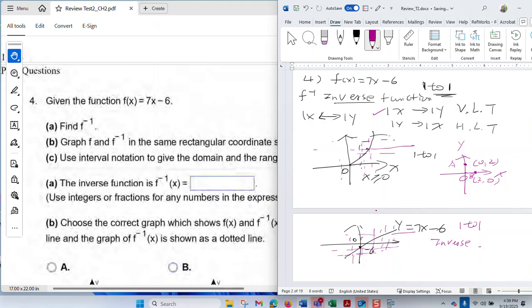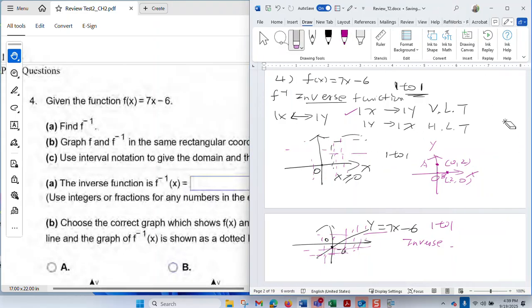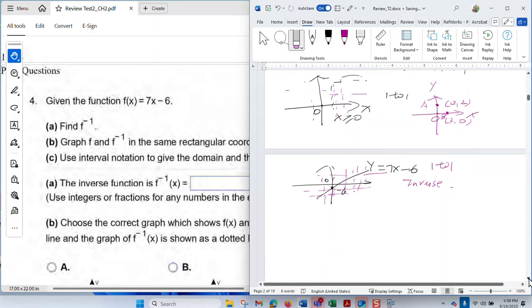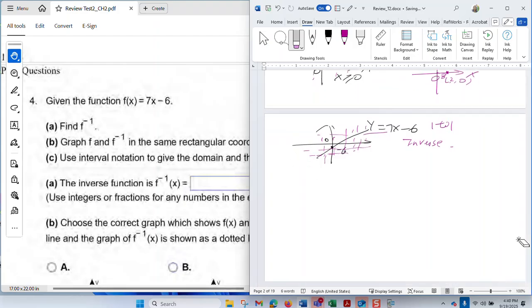All right, so now we not only want to find a point, we actually want to find the entire function inverse. How do we do that? Well, step one, you can follow the steps easily. Step one, you write down y equal to 7x minus 6. So replace f of x with y. Instead of using f of x, you use y.